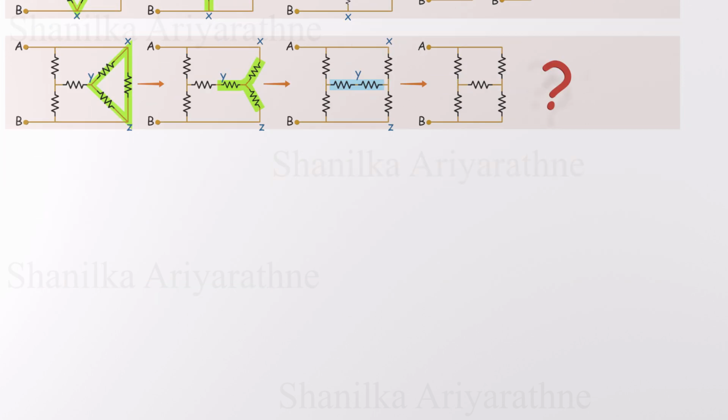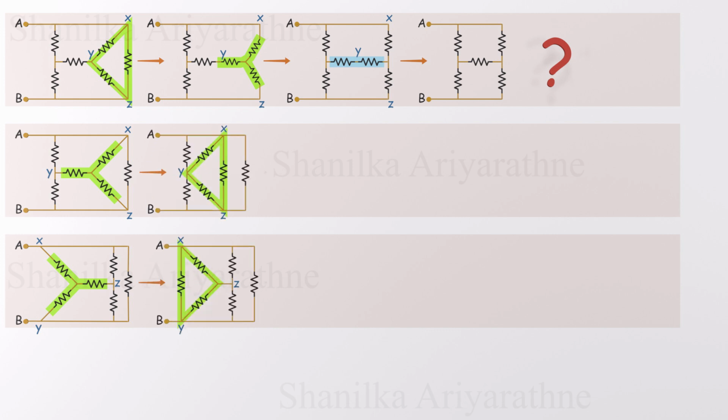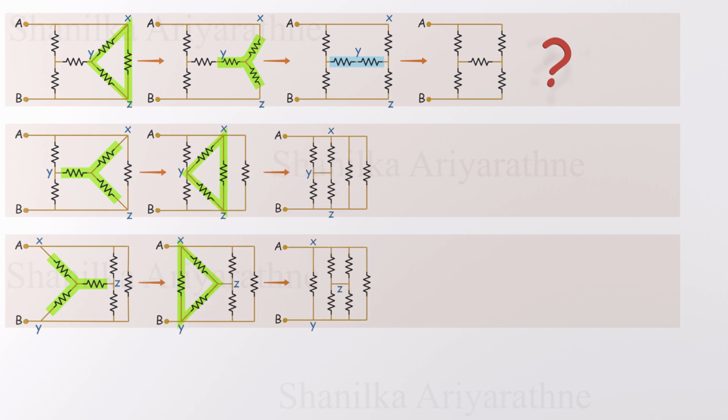Now let's turn our attention to the two Y formations in the circuit. Since they're quite similar, I'll explain both together. We can transform each Y into a delta like this, and once we do, the entire circuit reshapes into something far more manageable.